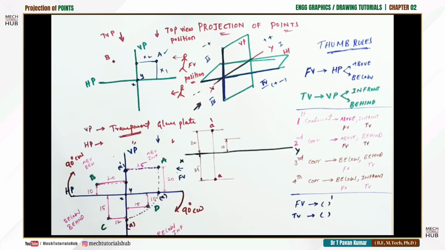This is your point B prime, because it is the front view. When I view from the front, I could see a distance of 10 mm above HP. So I'm making it as B prime. The object name is B.